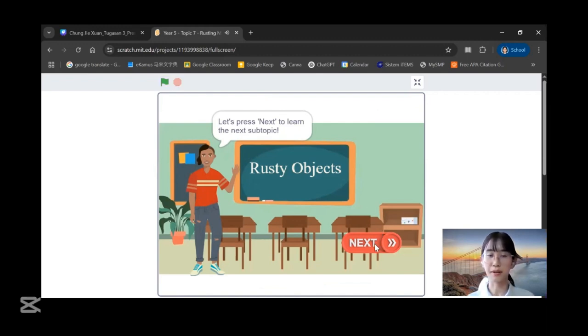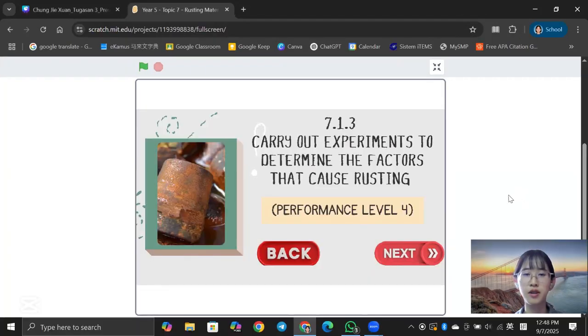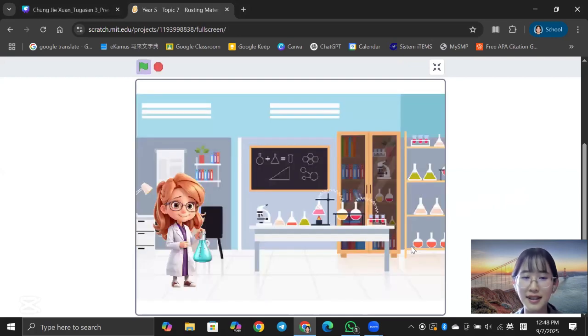We already learned that iron and steel will rust and the other materials don't rust. So press next. So over here, 7.1.3 is to carry out an experiment to determine the factors that cause rusting. So the performance level is 4. So let's press next.